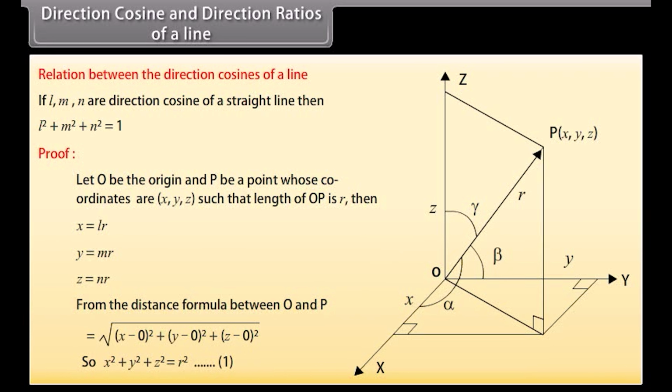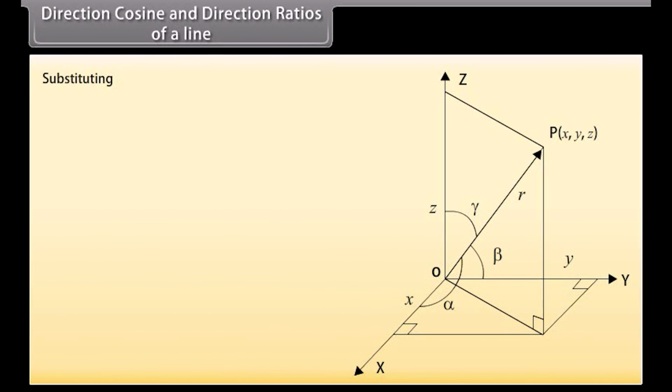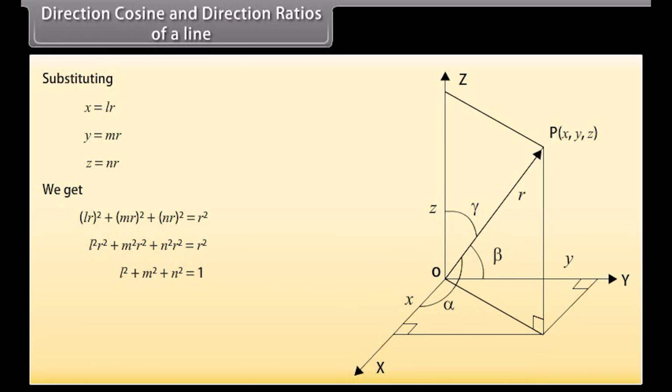So x square plus y square plus z square equals r square, name it as 1. Substituting x equals Lr, y equals Mr, z equals Nr, we get Lr square plus Mr square plus Nr square equals r square. L square r square plus M square r square plus N square r square equals r square. L square plus M square plus N square equals 1.